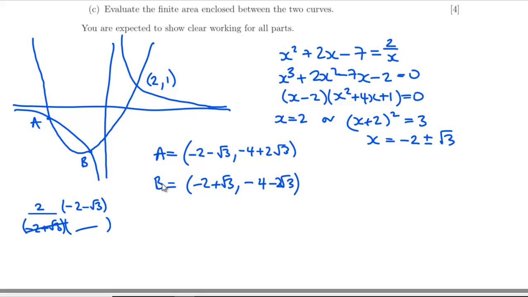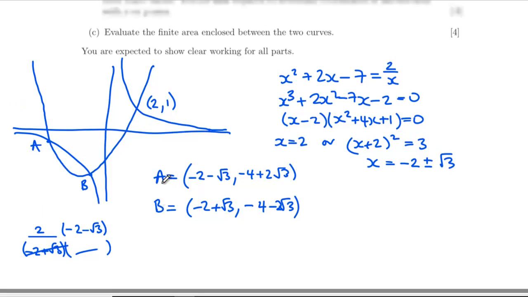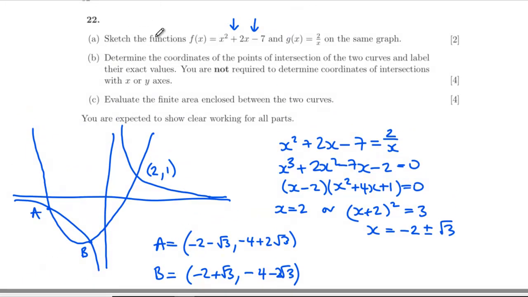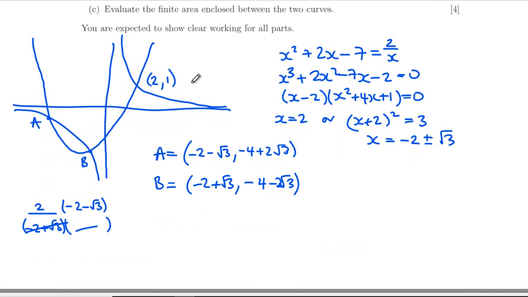So that's those ones. That's our 3. Is that all they wanted? Let's just double check as it's gone off the screen. So I've sketched them both, and we got the intersection points. Yes, so that's good.